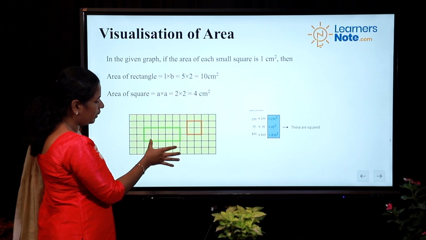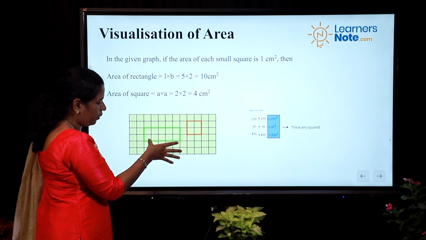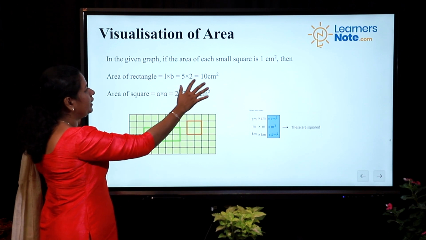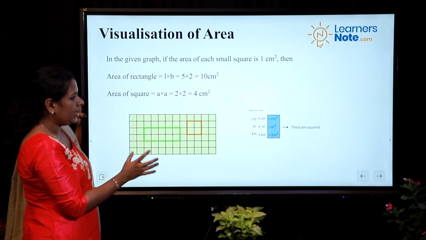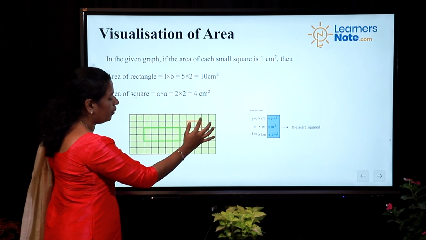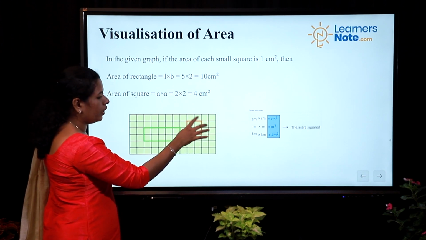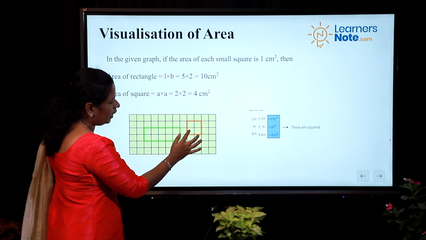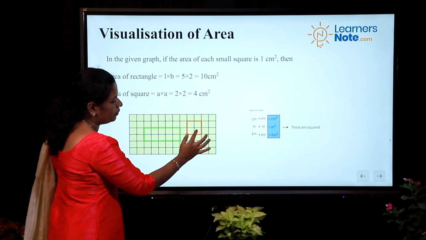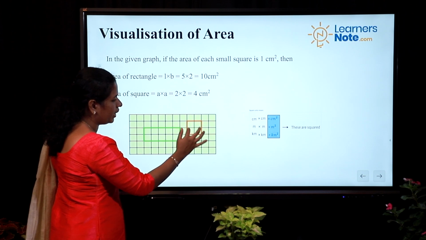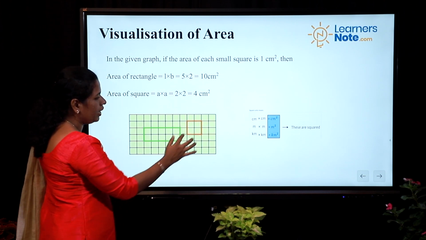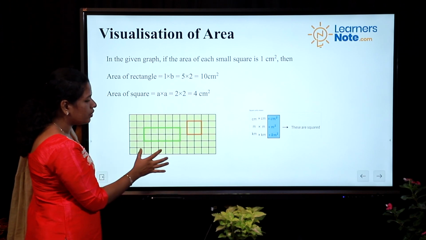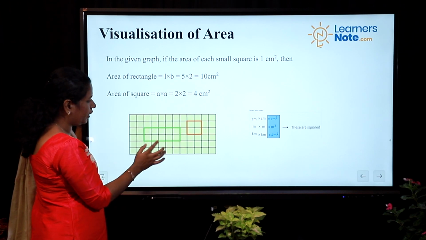So when you multiply the number of squares here and the number of squares on this side, you will get the area of the rectangle. Okay, then here I have drawn a square using orange color. How many squares are within this region? You can see 4 squares. Okay, so the total area is equal to 4 squares. In this way also, we can calculate the area of a rectangle.